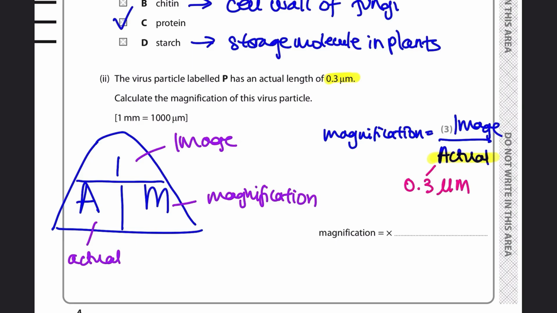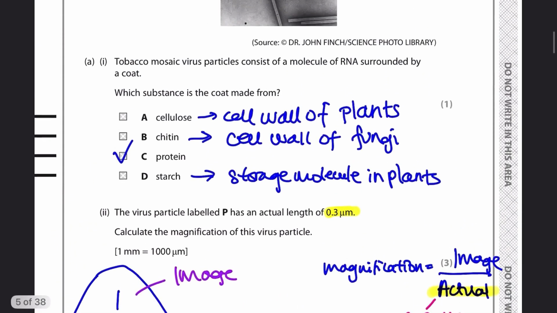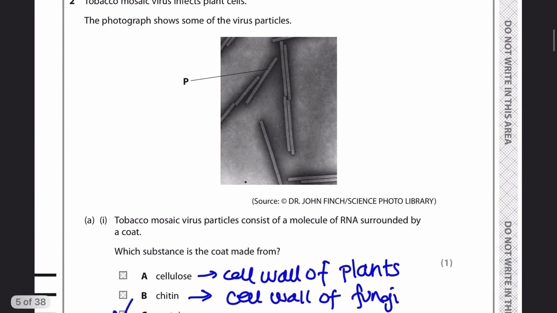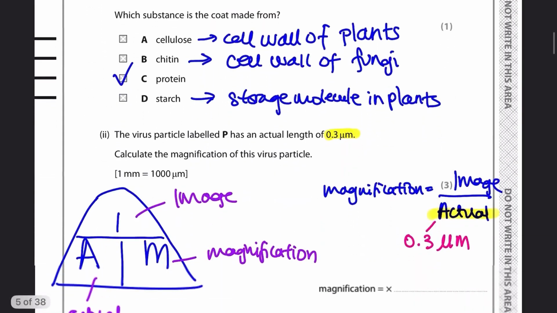What about the image? What is the length of the virus in the actual image? So you would go to this image, you would take out your ruler, remember to bring your ruler for the exam, and you would measure this length, right? You would just put your ruler there and measure it. And it is around 23 millimeters. This length here is around 23 millimeters, which is 2.3 centimeters, okay? So now the image is 2.3 centimeters.